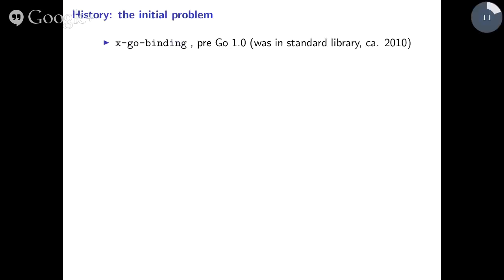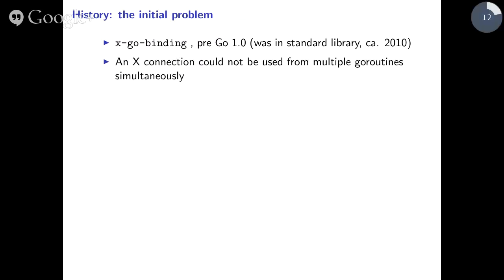Okay, so a little bit more history. Pre-Go 1.0, there was an X Go binding library that I think was actually inside the standard Go library, probably in the experimental package. It was moved out around 2010. It was an incomplete implementation, but the primary shortcoming I want to focus on for this talk is that you cannot use an X connection for multiple goroutines simultaneously.